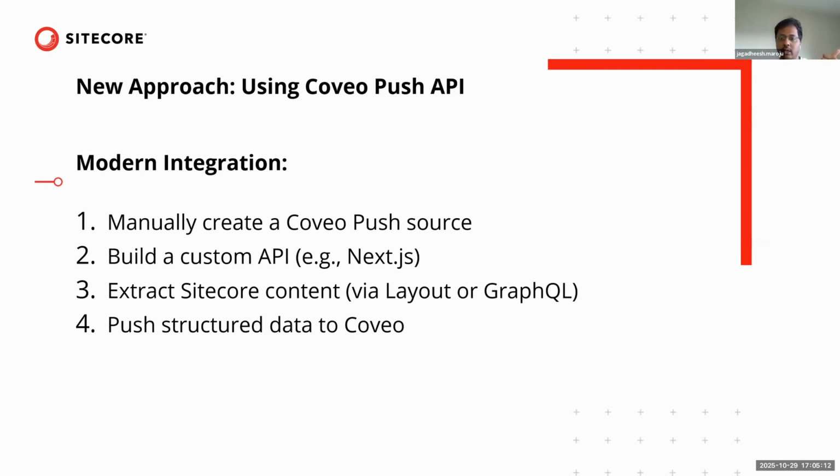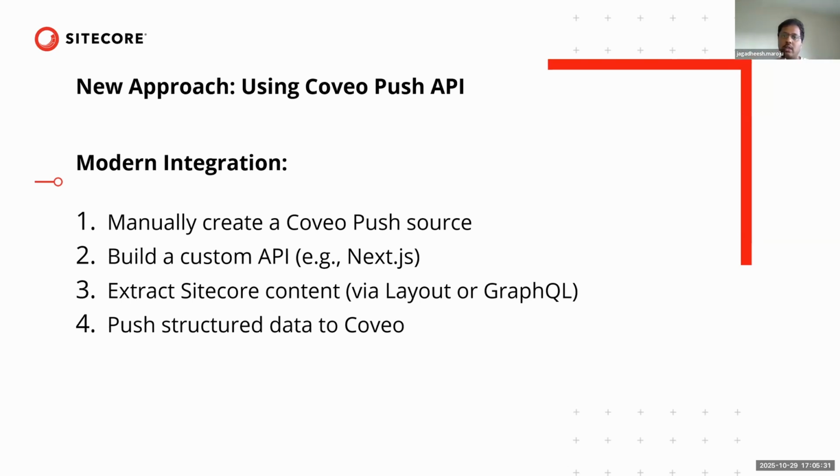So first I started with manually creating a Coveo push source, and then I built a custom API using Next.js. So why do I prefer Next.js? Because in XM Cloud we can have a Next.js app hosted on any hosting platform, and that can talk to your XM Cloud instance.